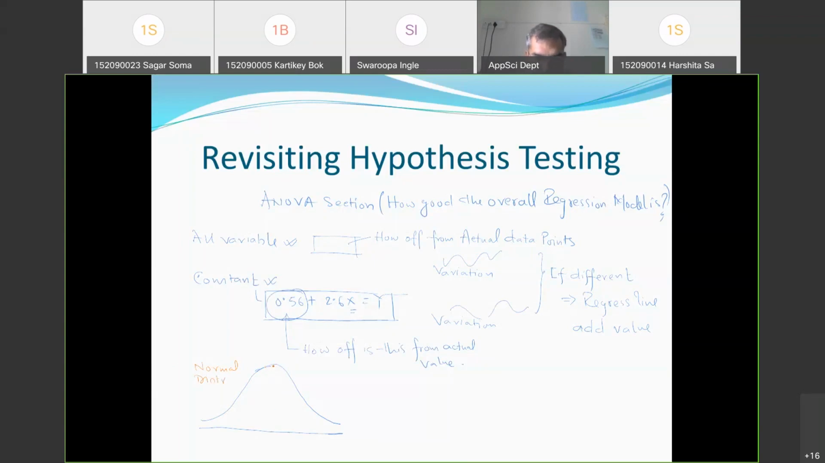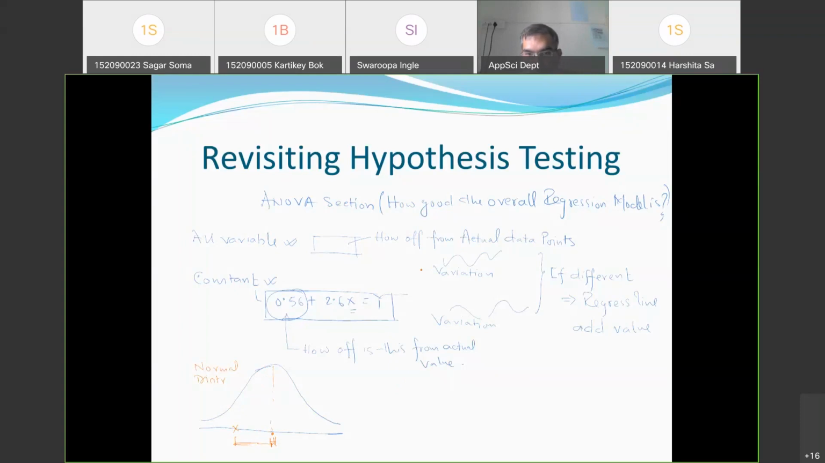We were hypothesizing that the mean of the variable is this, and our sample value, what we get from our sample, is somewhere around this mean, and we were trying to decide whether this difference is significant, or how probable a value this far from the mean is. So we were calculating the z value and using the z table to find out that probability.